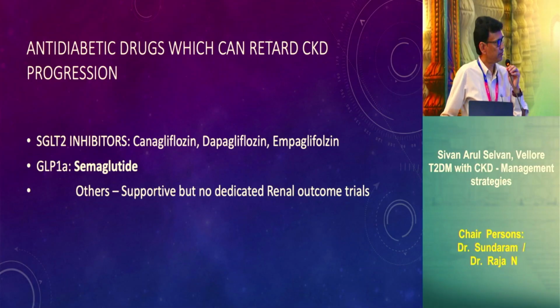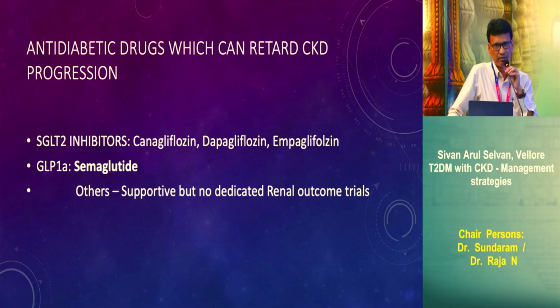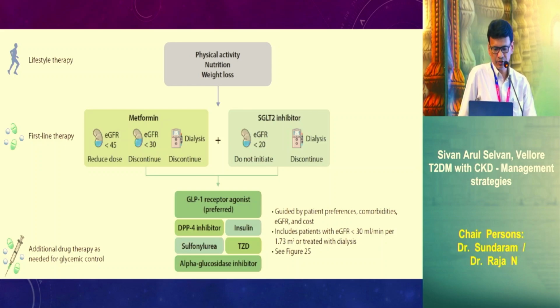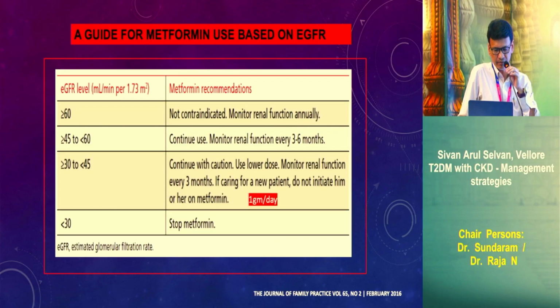And we have some data for GLP-1 analogs also. Subcutaneous semaglutide has been shown to have renal benefits. Other GLP-1 analogs also have some supportive data, but there are no primary renal studies. So in any patient with diabetes and CKD, apart from lifestyle, apart from metformin, the second line should be SGLT inhibitors. In addition, you can choose the GLP-1. Other drugs can be added for diabetes control, but they do not have specific renal benefit. With regard to renal outcome, they are neutral. So there should be an SGLT inhibitor, and the next line should be a GLP-1. Other drugs can be added.